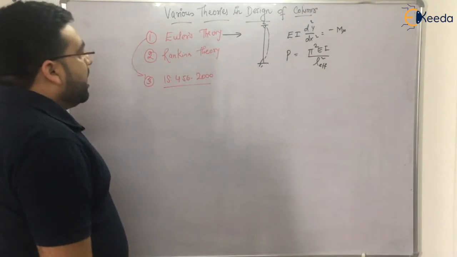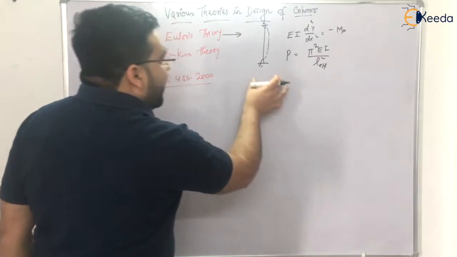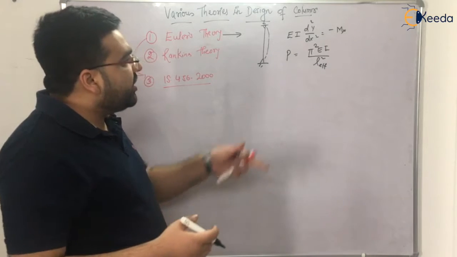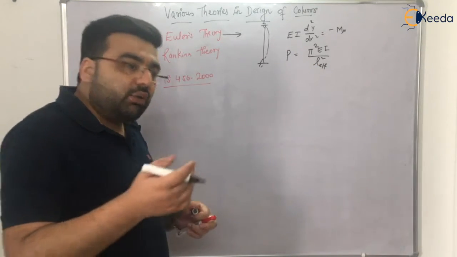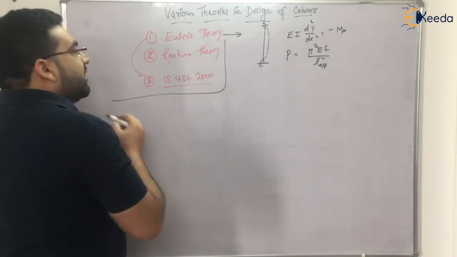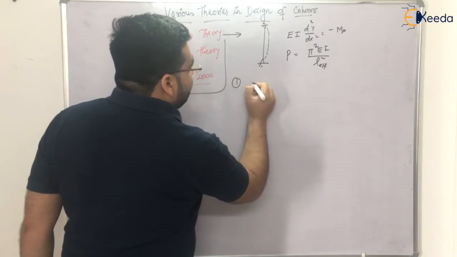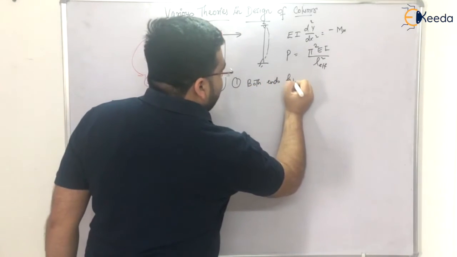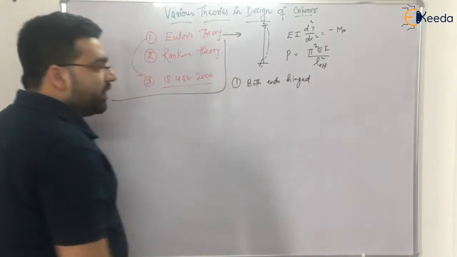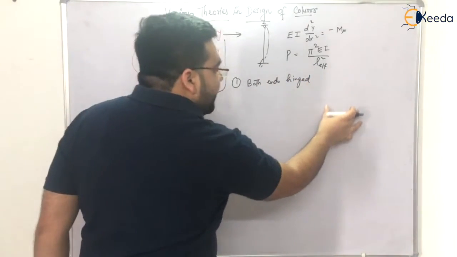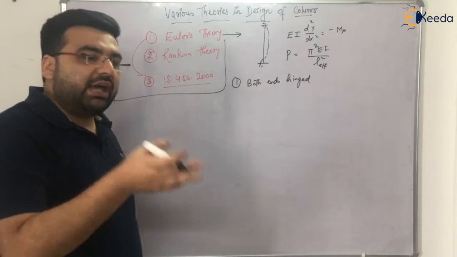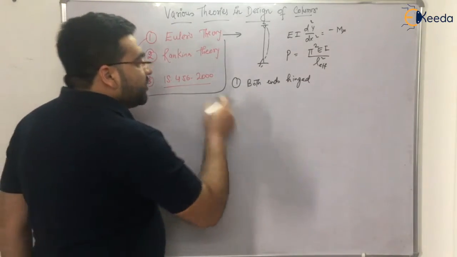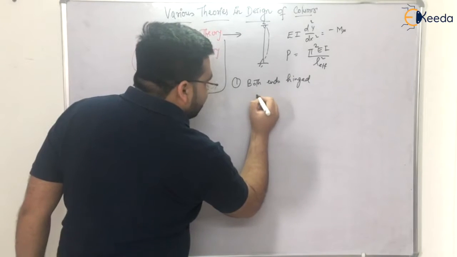Clear? Okay. Now Euler gave us certain boundary conditions, and if we apply them, we get different values of L effective. So what were the boundary conditions? The first boundary condition was both ends hinged, right? Both ends hinged. A lot of students make mistakes here, right? I am doing a recap of what you have studied in strength of materials, right? So let's see the boundary conditions and the effective length we get from them.